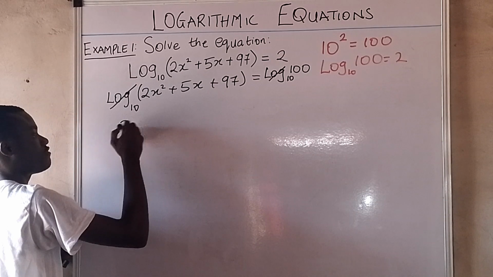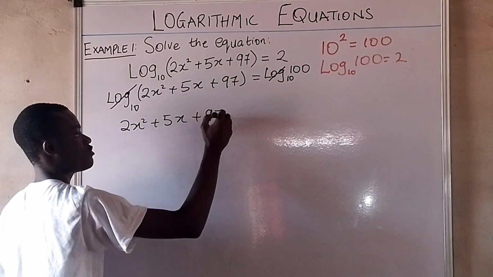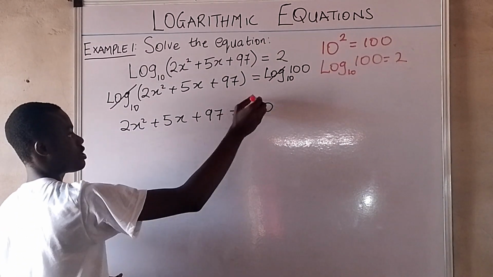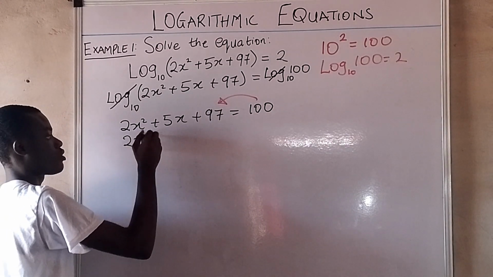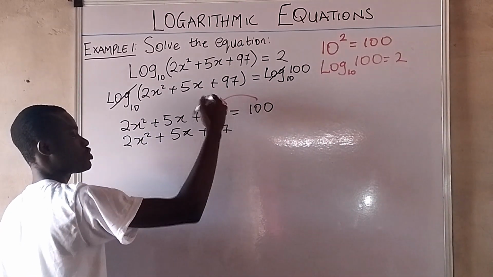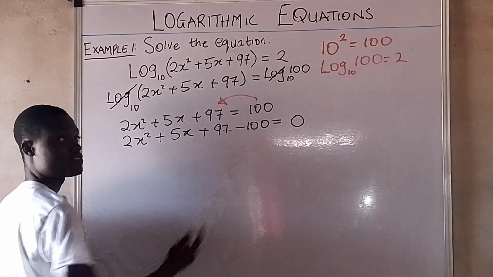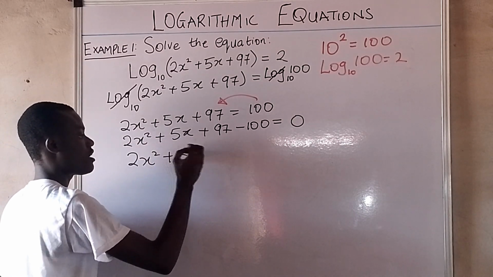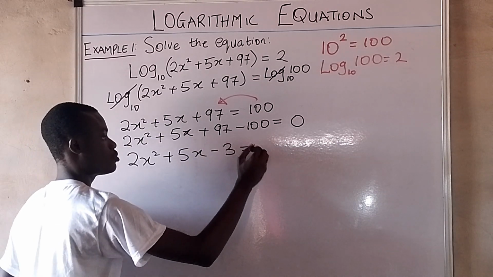When I eliminate it, I now have 2x squared plus 5x plus 97 is equal to 100. So what am I going to do? I'm going to move this 100 to the other side of the equation. So now I have 2x squared plus 5x plus 97. When I take 100 to this other side, it becomes minus 100 is equal to 0 because there's nothing left on the right hand side. So now this becomes 2x squared plus 5x, and 97 minus 100 is minus 3, is equal to 0.